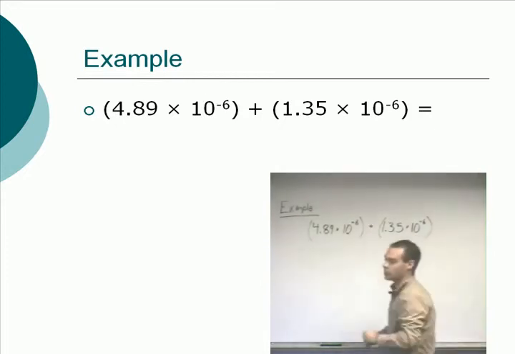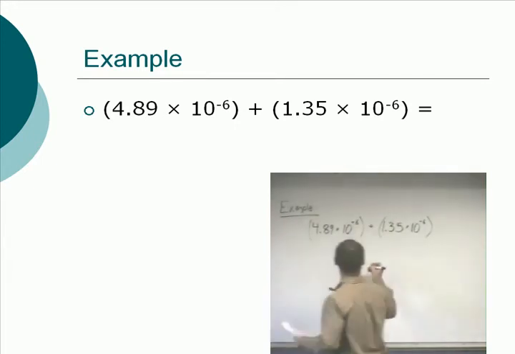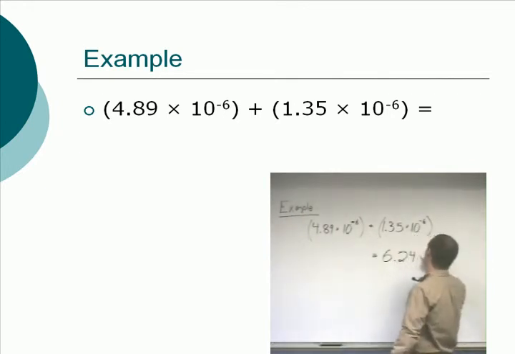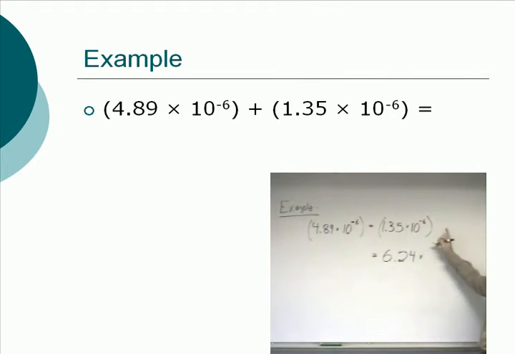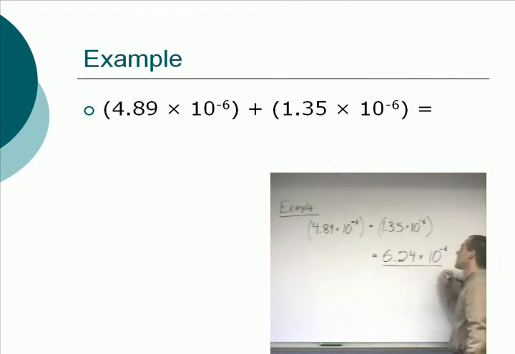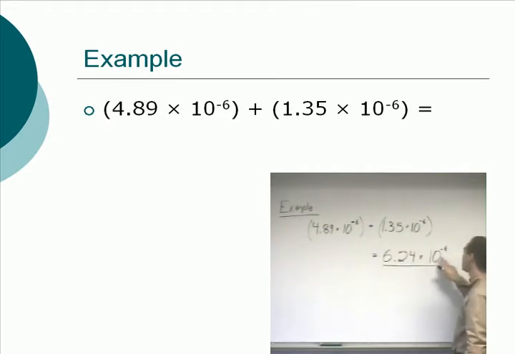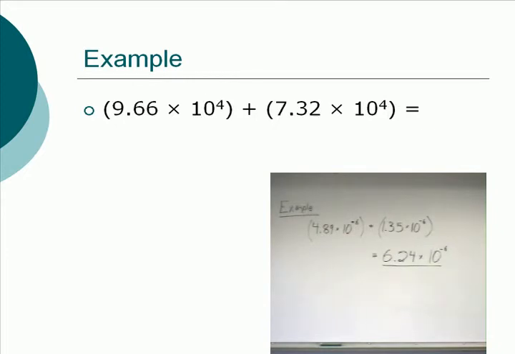4.89 plus 1.35. And if you add 4.89 and 1.35, you get 6.24. That's our new coefficient. And the power of 10, what do you suppose happens there? Stays the same. Okay? So these two added together become 6.24 times 10 to the negative 6. The powers of 10 matched. We add the coefficients and preserve the same power of 10. That's what you hope for. You hope that the powers of 10 are the same. Unfortunately, they often are not.